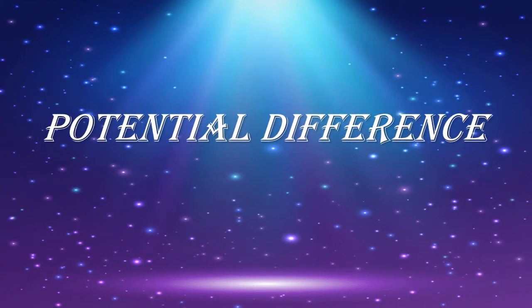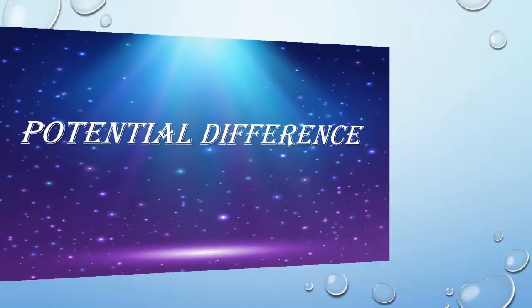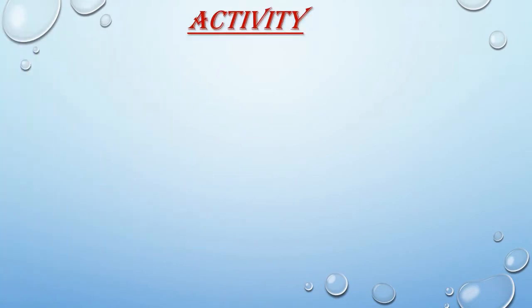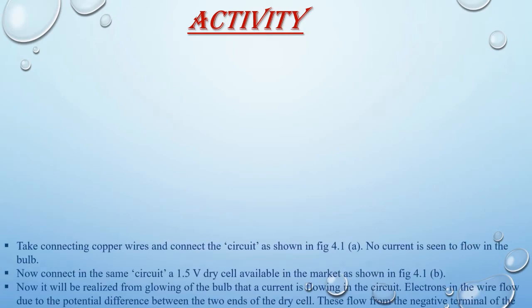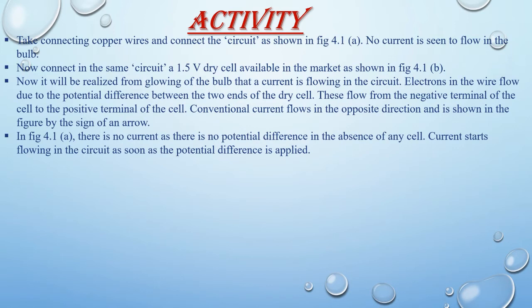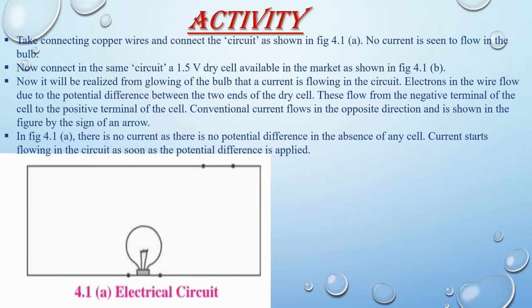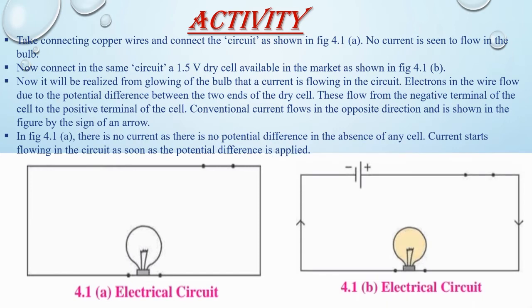Now let us learn about potential difference. First, we will understand potential difference through this activity. So students, take connecting copper wires and connect the circuit as shown in the figure. No current is seen to flow in the bulb. Now connect in the same circuit a 1.5 volt dry cell available in the market, as shown in the figure. Now it will be realized from the glowing of the bulb that a current is flowing in the circuit.